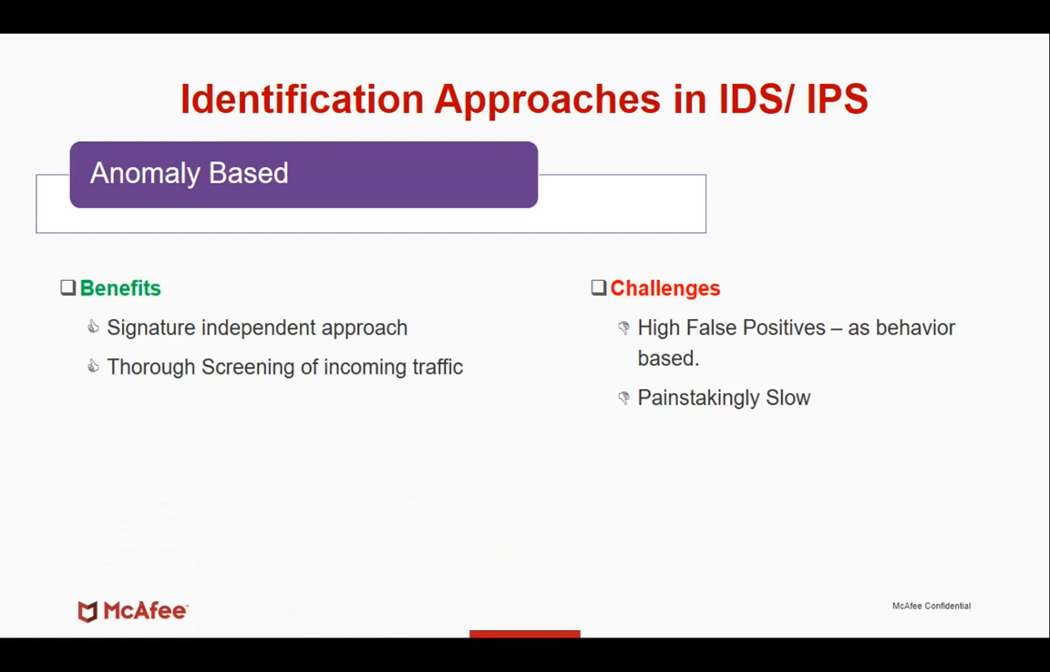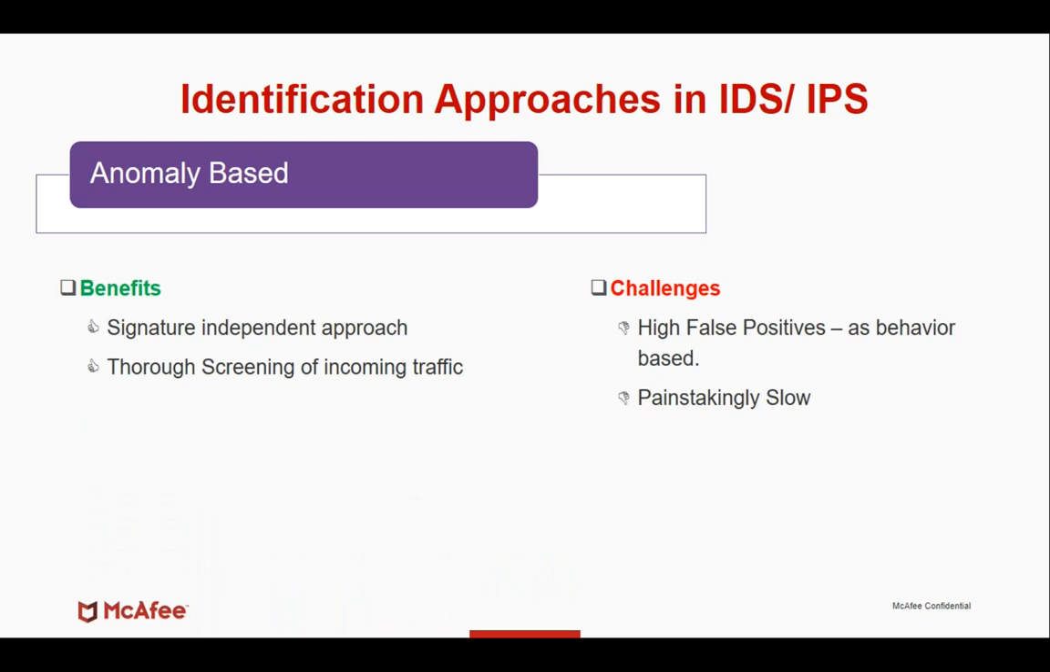The advantage of this approach is that because it is thoroughly screening the whole traffic, there is very little chance of something passing through. However, the approach is also independent of signature. But because it is scanning so much traffic in terms of its behavior, it can be very slow, and so it can cause a lot of lag in real time. Another disadvantage is that because it's based on behavior, the behavior can also change due to some non-malicious activity.